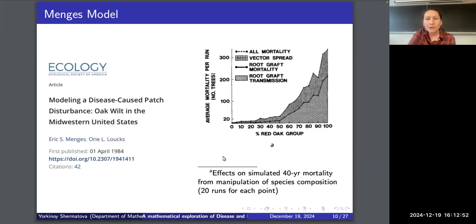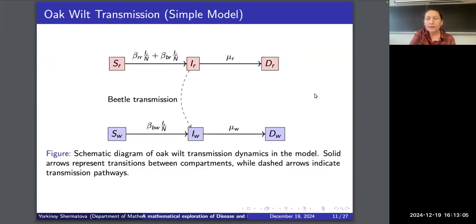There is, I think, only one model that looked at species composition. They did a stochastic simulation model, and you can see in the picture the proportion of red oaks: a higher proportion of red oaks leads to higher mortality. So based on that, we felt, let's just start with a very simple SIR model.